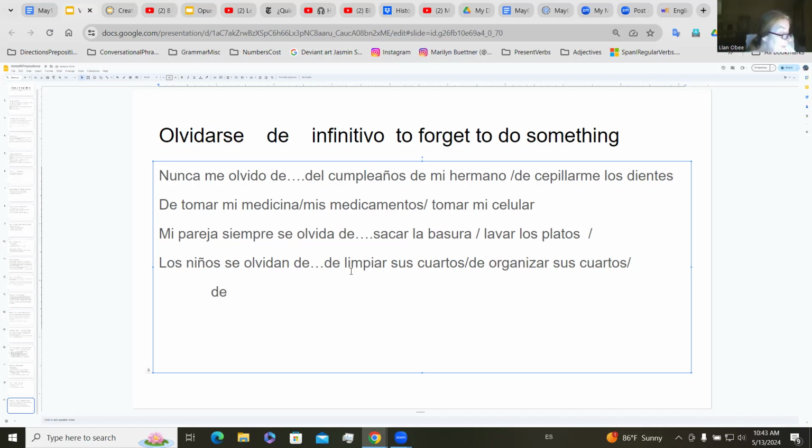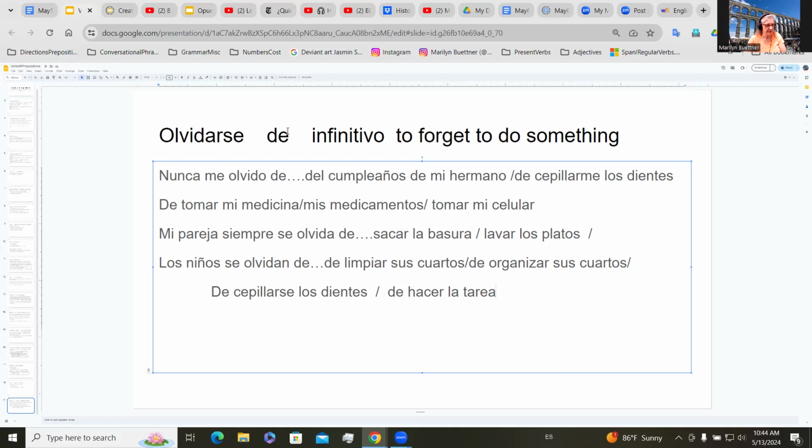Could you say cepillarse los dientes? De cepillar, sí, se olvidan de cepillarse los dientes. They forget to brush their teeth. Se olvidan de cepillarse los dientes. Sí. Ok. Los niños se olvidan de hacer la tarea. They forget to do their homework. Sí, los niños se olvidan de.